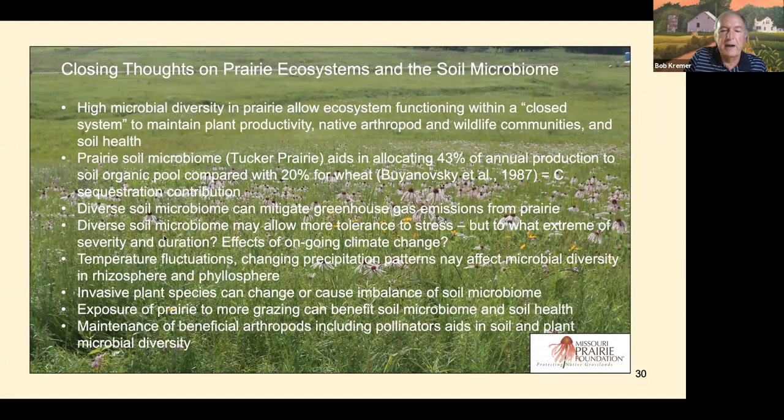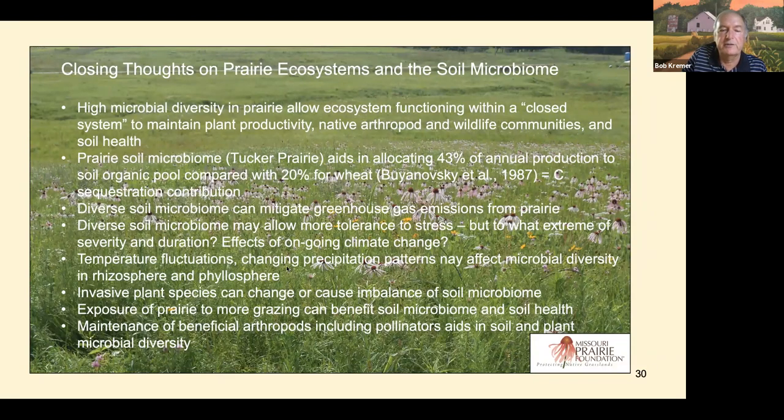This diverse soil microbiome may allow more tolerance to stress. However, if climate change is really ongoing and is going to increase if nothing is done, how can it handle the extremes of the severity and the duration of these stresses for the plants? So we want to know what might be the effects of ongoing climate change. There's a lot of work that needs to be done with that. Temperature fluctuations and changing precipitation patterns may affect microbial diversity in the rhizosphere and the phyllosphere.